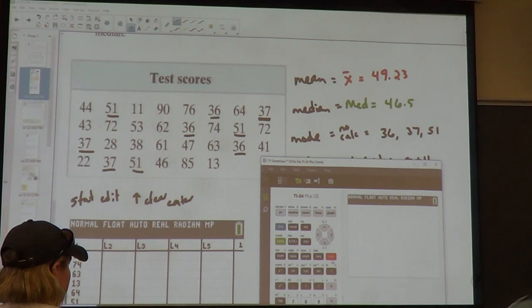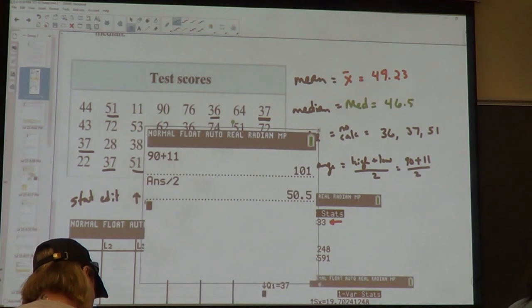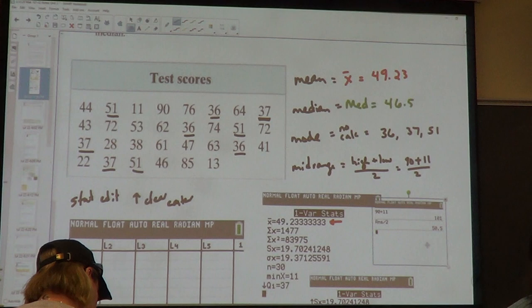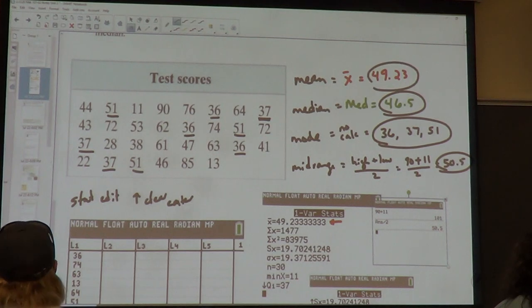Oh, it didn't let me get it. 90 plus 11 divided by 2. There's my mid-range. So my mid-range is going to be 50.5. There, there, there, and there. That's cool. Yay.